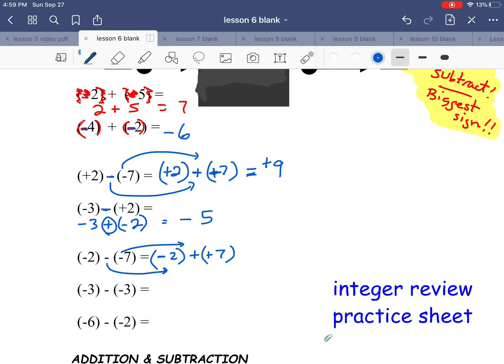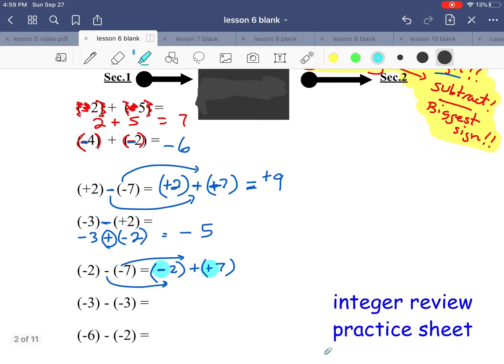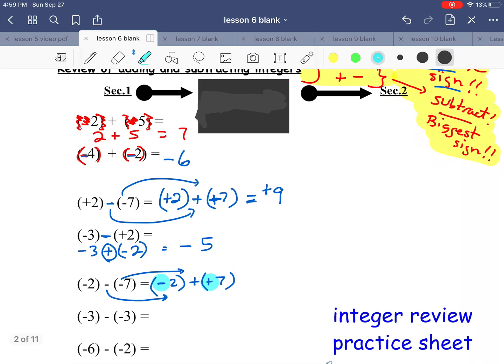Now for the first time, my signs here, I have a negative and I have a positive. Different rules. Look back at the top of the page. When they're different, you subtract and you keep the biggest sign. So let me explain that. That means you're taking 2 out of the 7. So 7 take away 2, I'm left with 5.